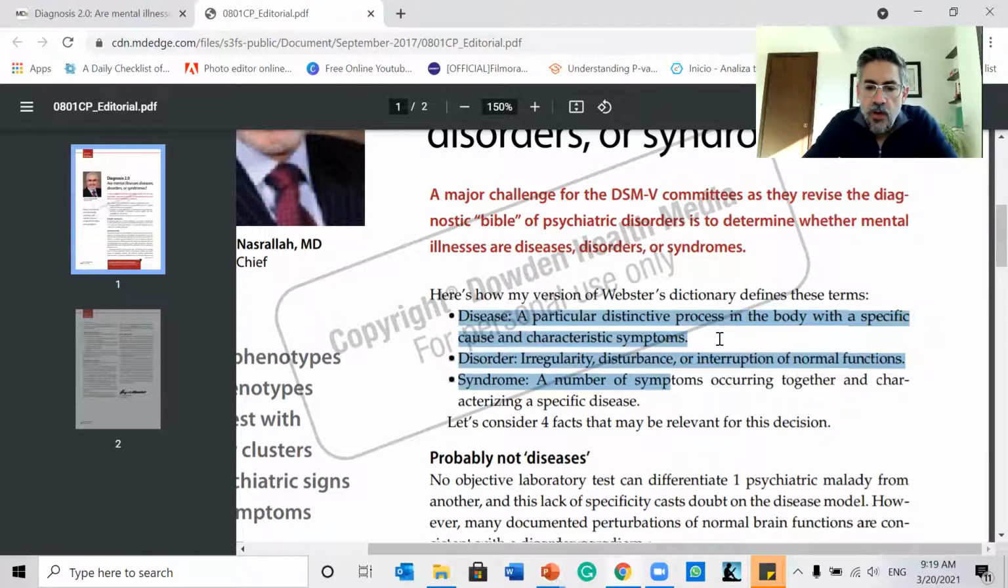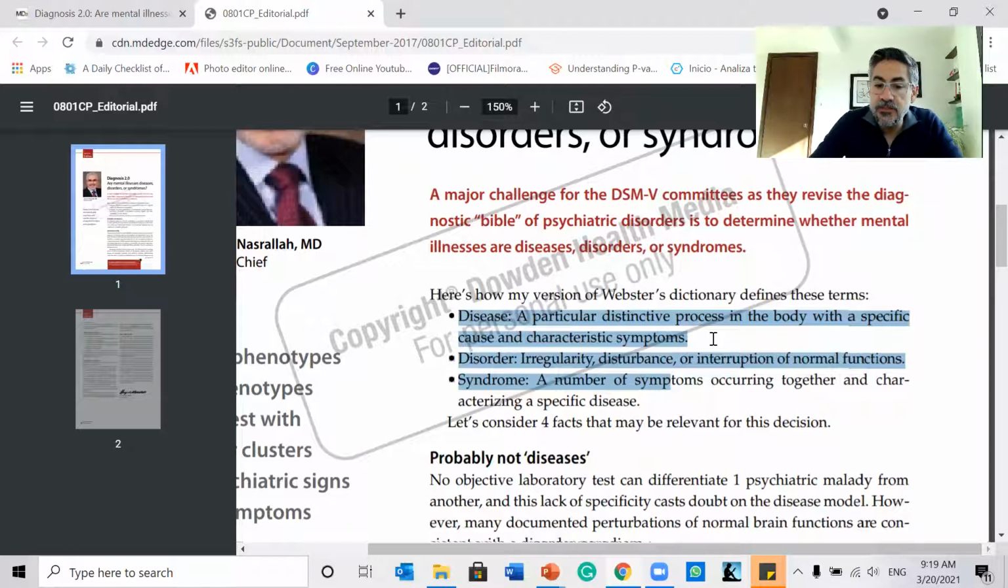Now, what is a disorder? Well, a disorder is an irregularity, disturbance, or interruption of normal functions. You see, it's important to have that in mind, because in disorder, we are not talking about causes. We are not even talking about specific symptoms. We are talking about irregularities, disturbances, or interruptions of normal functions. So something that was functioning appropriately now is not functioning appropriately. And the way that that can manifest can be in different ways. And we are not sure of why that is happening. We don't have a specific cause that can help us to conclude why that interruption of the normal function is happening, okay?